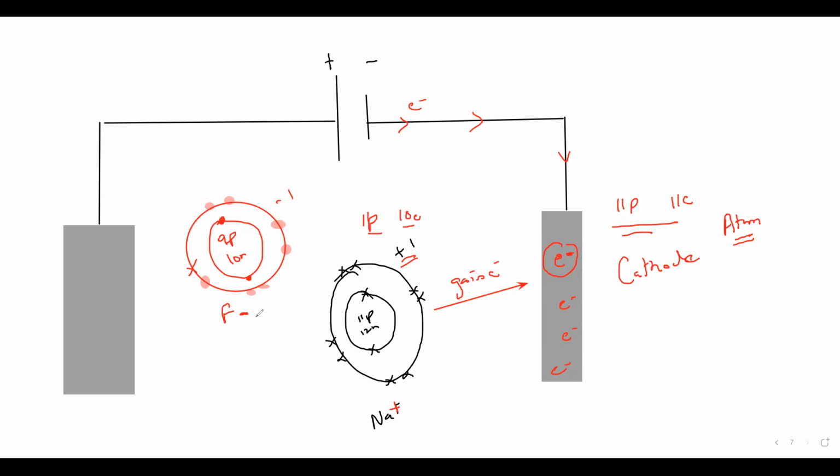The same thing happens for fluoride, because it has an extra electron. You can see it has 9 protons and 10 electrons. That's why it has a charge. When this fluoride ion is attracted towards the anode, it will lose an electron. As one electron is lost, it moves towards the positive terminal of the battery. So when it loses the electron, the fluorine will have 9 protons and 9 electrons. It means it will also turn into an atom.